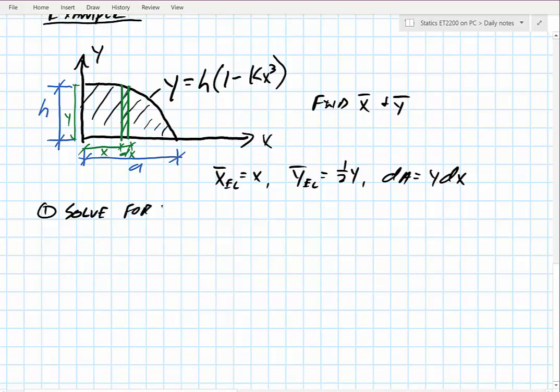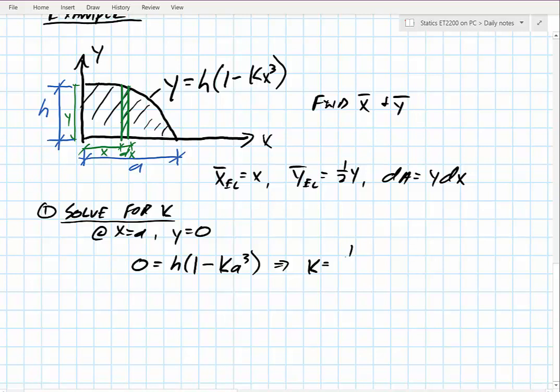So we're going to solve for this constant k. Now, if you have to do something like this, you're going to use a boundary condition, meaning you want to figure out, what do you know about this thing? And what we know is at x equals a, I know that my height y will be equal to 0. That's usually the way these boundary conditions work. So subbing that in the equation, I have 0 is equal to h times 1 minus k a cubed. And from that, I can solve for k, and I'll let you do the algebra with that, 1 over a cubed.